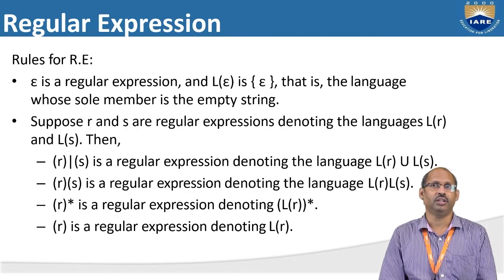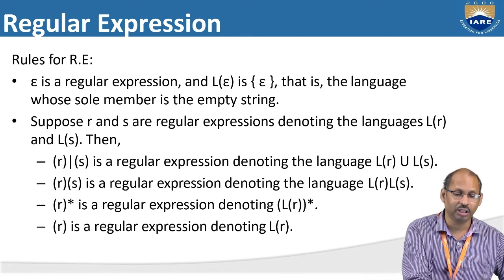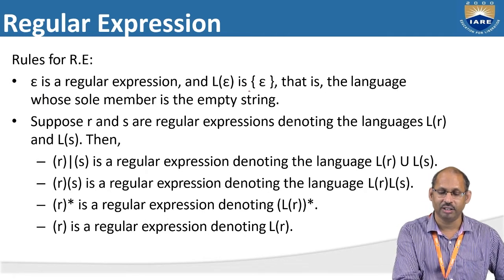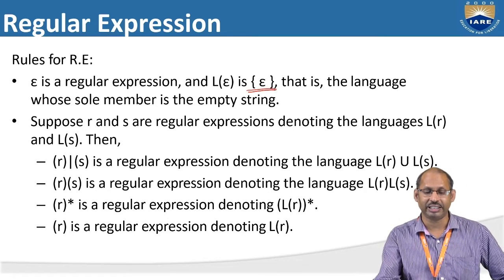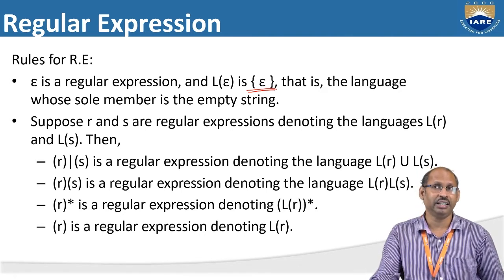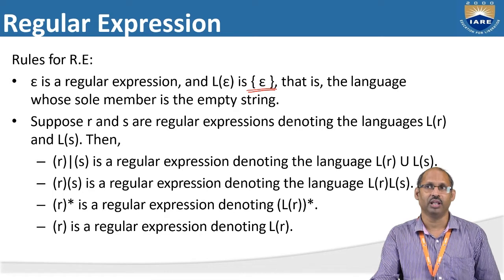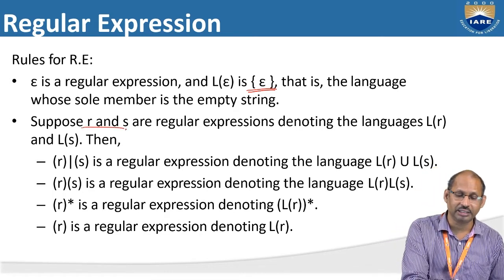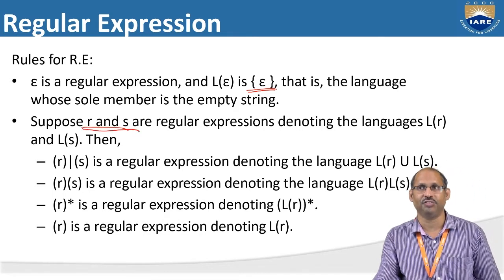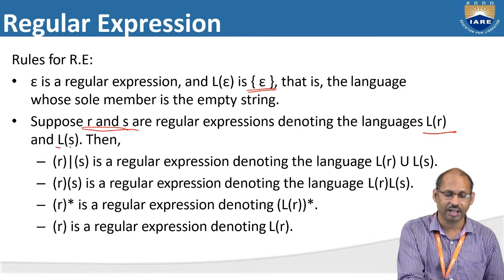Then rules for regular expressions. Already we have seen the main three primitive basic rules, right? Epsilon is a regular expression for the language containing the empty string. Phi is the empty set. A is the regular expression for the set containing A. Then R and S are two regular expressions for languages L of R and L of S.